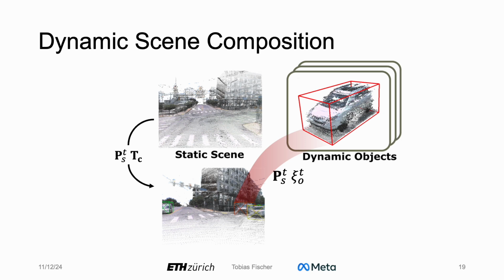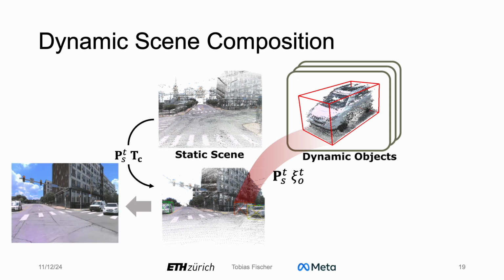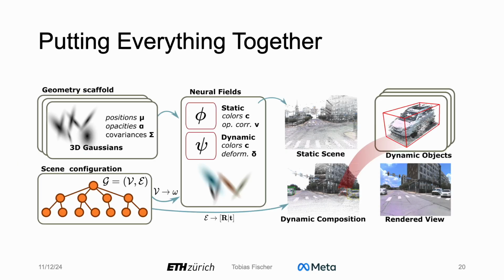In the scene composition stage, the latent codes and the neural fields determine which static 3D Gaussians should be visible, which local state the 3D Gaussians of the dynamic objects should be in, and which appearance all of the 3D Gaussians have at that time in sequence. The coordinate system transformations at the edges define the transformation between the static scene to the current viewpoint and the transformation of the dynamic objects to their current location. Finally, we apply the 3D Gaussian rasterizer to obtain the image.